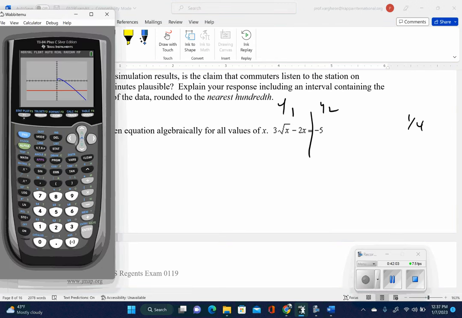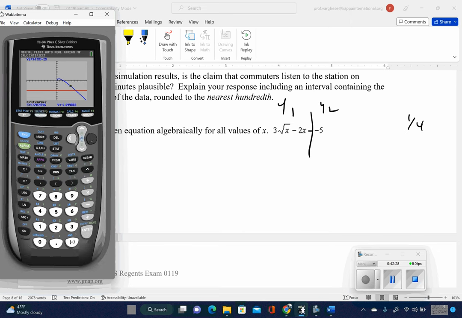Right, so I went to y equals just to show you. How you get the radical is you hit second x squared. You see the little radical thing right there? And then if I hit graph, it looks like, okay, it's only crossing once right here. So second trace or second calculate, option number five, intersection. I'm going to move over to the right. You can keep going if you want.